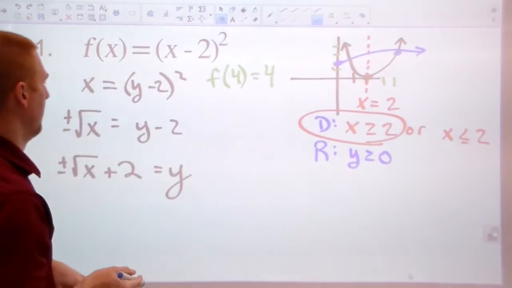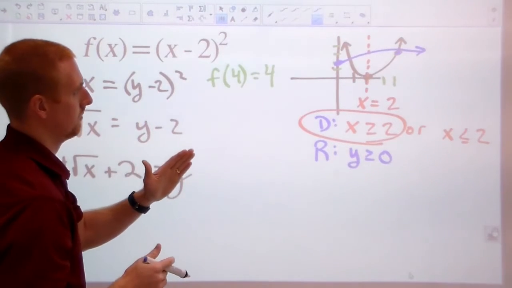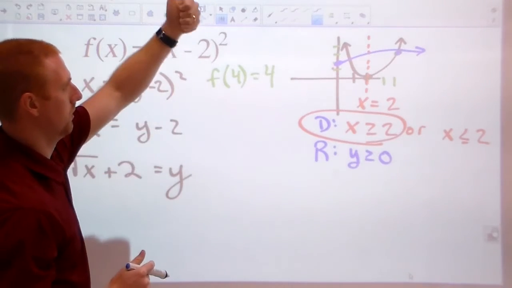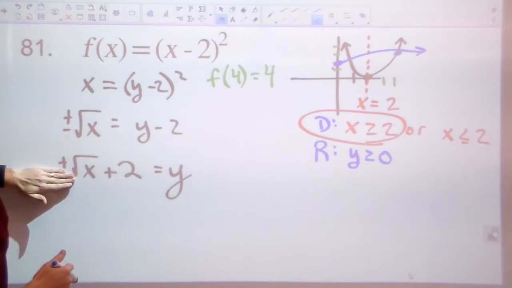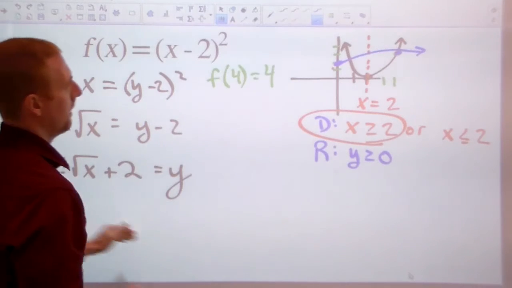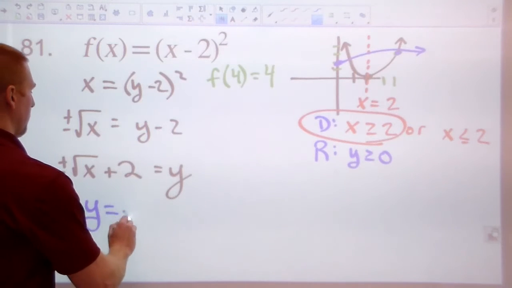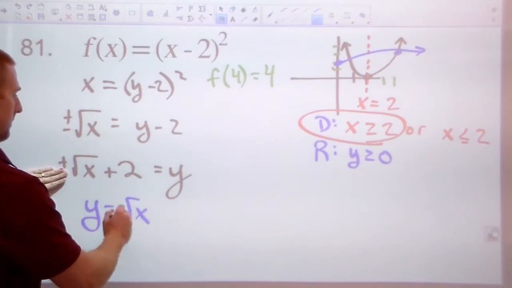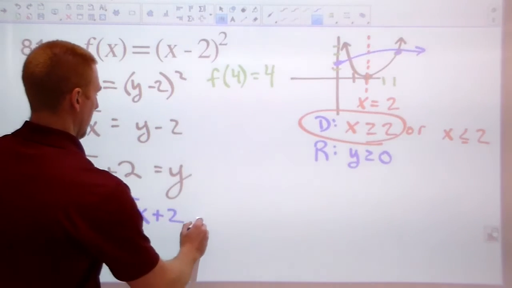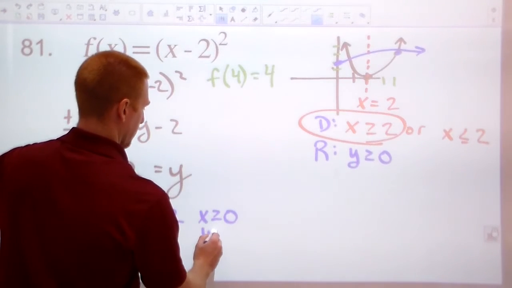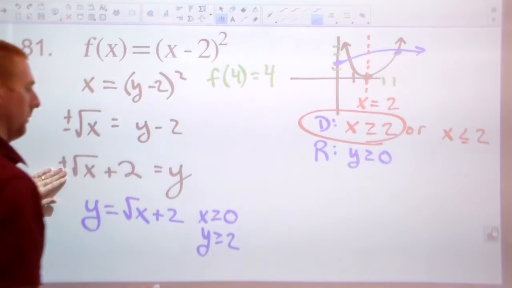So you're looking at a domain that's going from 0 to infinity and from 2 up. So that would just be the positive piece of the parabola. So if that's the domain that I chose, then my function would be just positive square root of x plus 2. And that would happen when x is greater than or equal to 0. And the range for that part, y would be greater than or equal to 2.